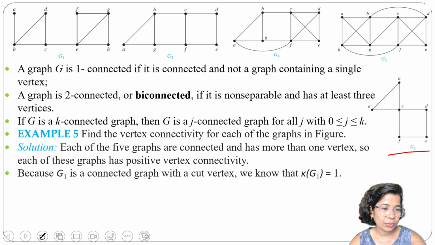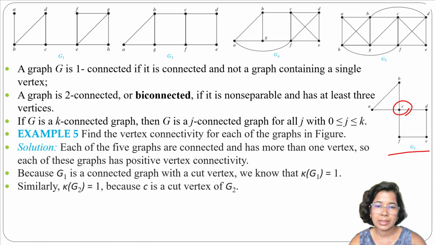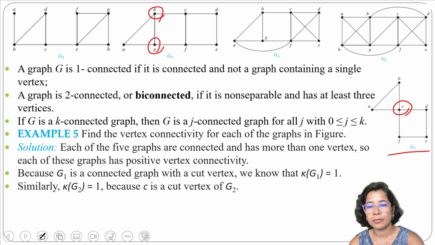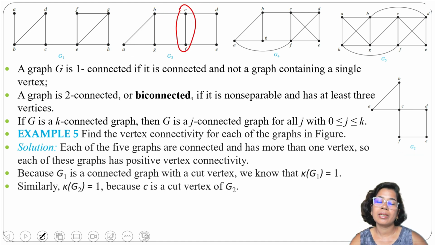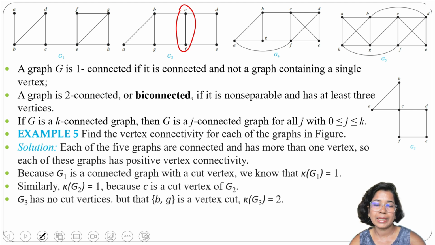Next, G2. In the G2 graph, C is a cut vertex whose removal makes the graph disconnected. Hence, K of G2 is also 1. In G3, there is no cut vertex. Removal of any single vertex will not make this graph disconnected. We need to remove two vertices. Either you can remove B and G. If you remove B and G, this part will be one connected component and this part will be another connected component. Or you can remove C and F. So DE will be one connected component, and A, B, G will be another. So there are two vertices whose removal makes the graph disconnected. It can be B, G or C, F. That's why K of G3 equals 2. Removal of a set of two vertices makes the graph disconnected. So it's a 2-connected graph, or you can say vertex connectivity equals 2.